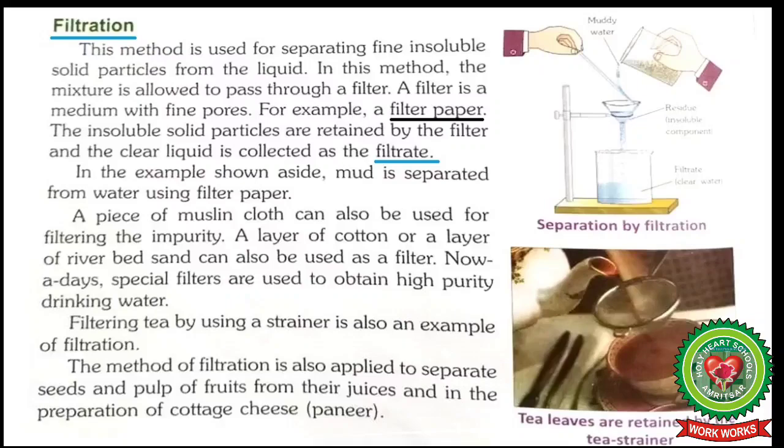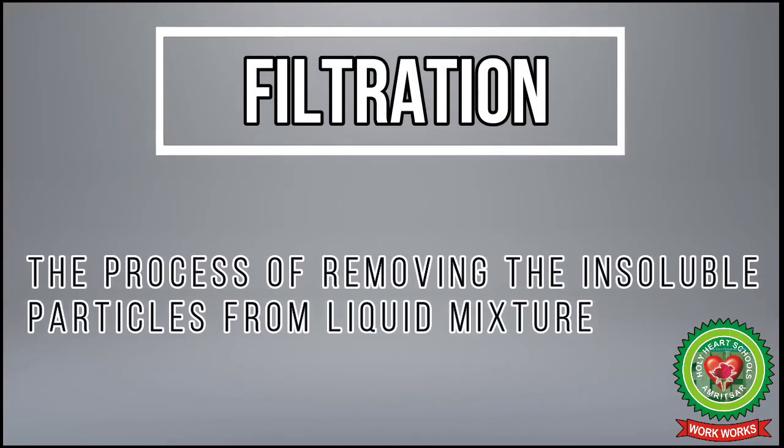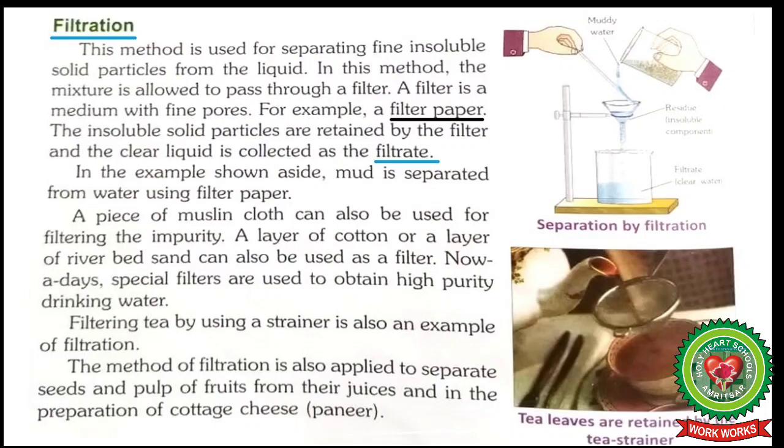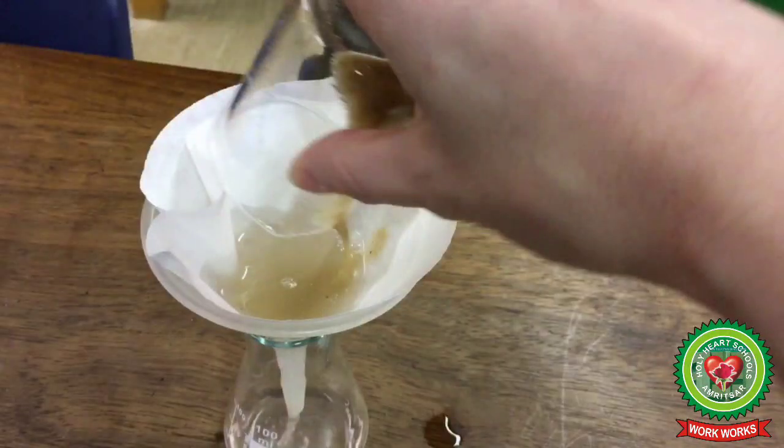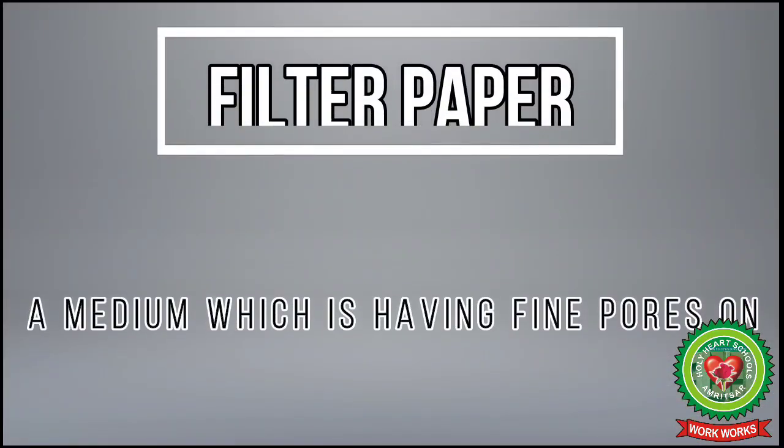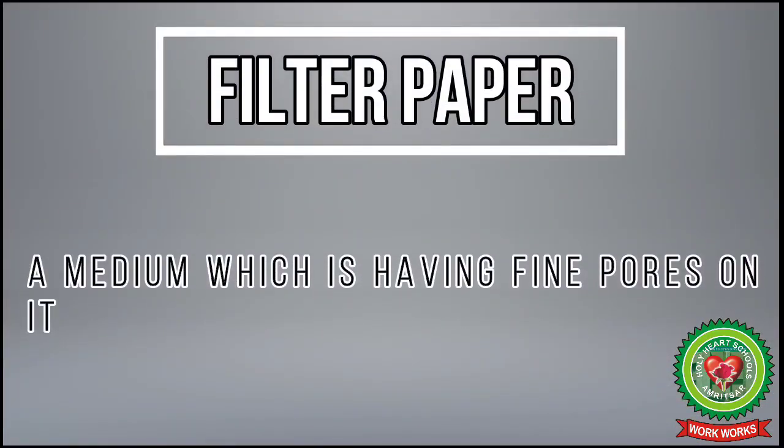Underline the word filtration and write down its definition, the process of removing the insoluble particles from the liquid mixture. In this method, the mixture is allowed to pass through a filter. So, the mixture here can be the mixture of sand and water. And this mixture is allowed to pass through a filter paper which is kept on the funnel. A filter paper is a medium which has fine pores on it.